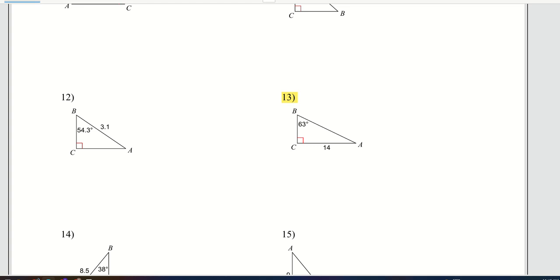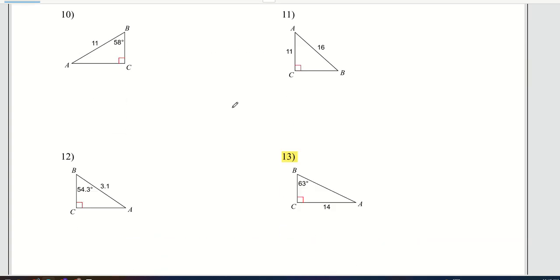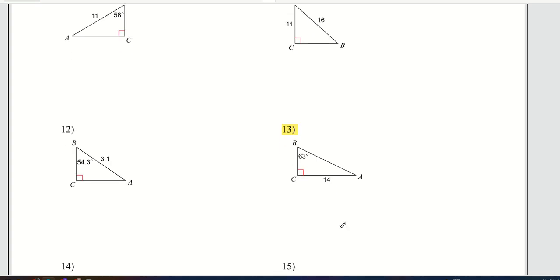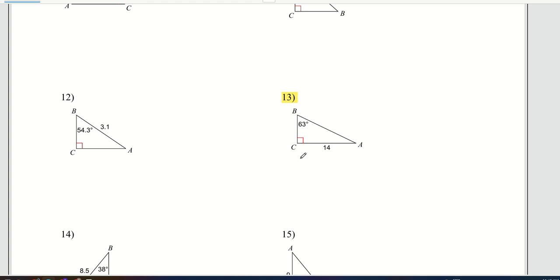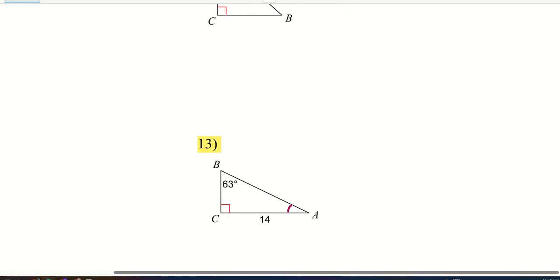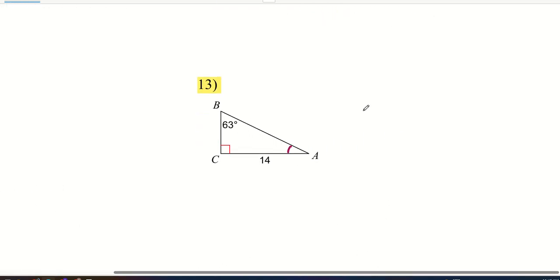For number 13, what are the instructions? Solve each triangle, which means I need to know all the sides and all the angles. Well, this one, to find the missing angle, is pretty easy because all the angles add up to 180. So if I do 180 minus the 90 degrees minus the 63 degrees, I get that this angle is 27 degrees. And then to find everything else, I'm just going to use my trigonometry.